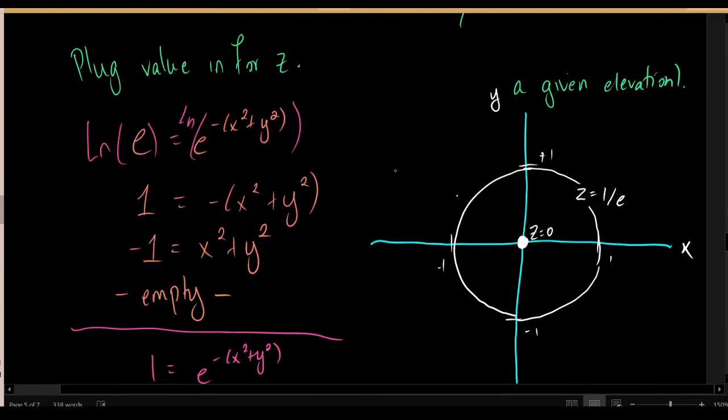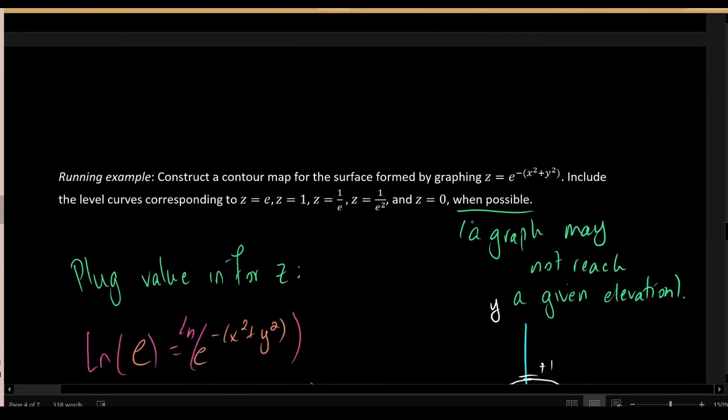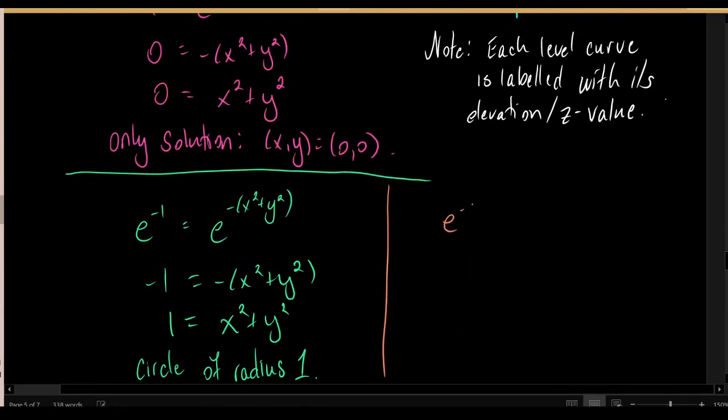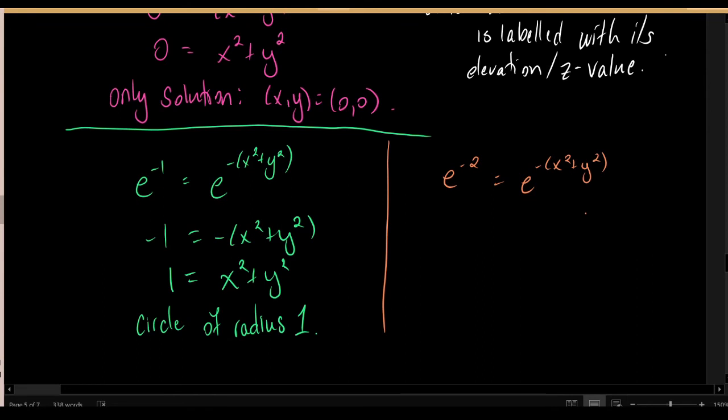And the next thing that we're asked to do is z equals 1 over e squared. Now, 1 over e squared can again be expressed as e to the minus 2. So using the same sort of algebra manipulation as before, this would correspond to positive 2 equals x squared plus y squared, which is a circle of radius equal to about 1.4.